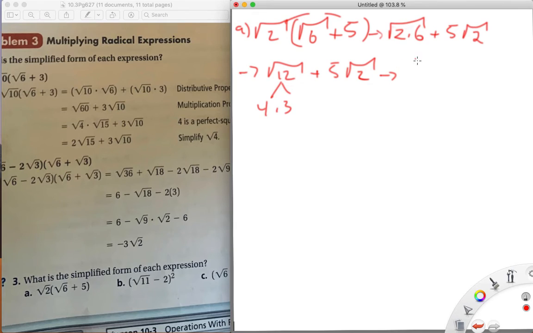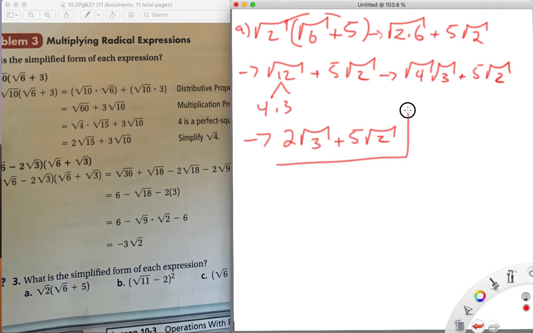So that's going to be square root of 4 times the square root of 3 plus 5 times the square root of 2. The square root of 4 is 2, so it'll be 2 times the square root of 3 plus 5 times the square root of 2. Those are not like terms or like radicals, so I can't combine them, I can't add them, so then I'm done.